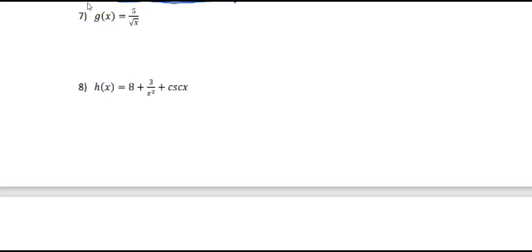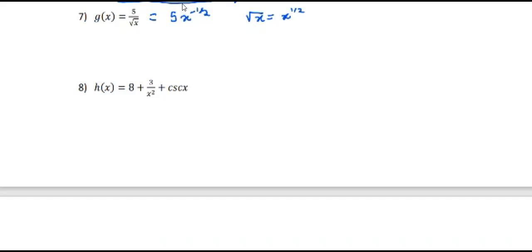So g of x equals 5 over square root of x. Again, there are 2 ways that you could do this. And the easiest one, in my opinion, is just noting that you could write 5 over square root of x as 5 times x to the power negative half. The square root of x is equal to x to the power half, but because it's at the bottom, if you take it to be on the same level as the 5, you just add a negative sign to it.